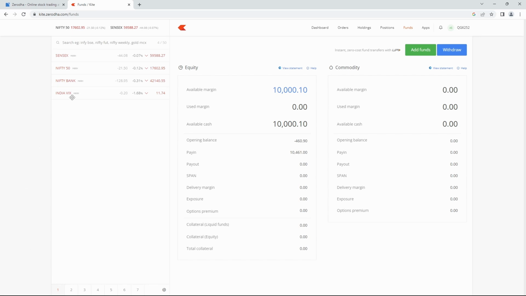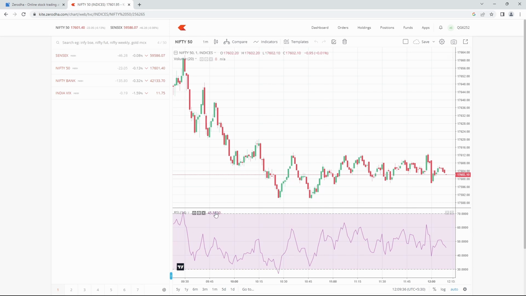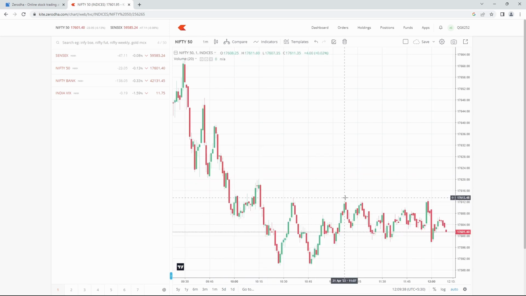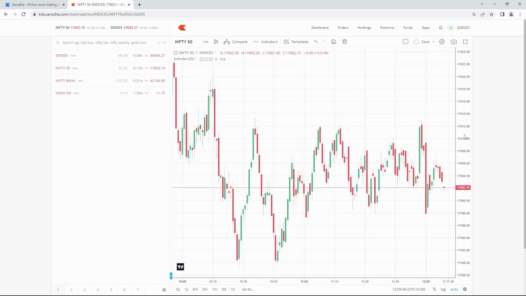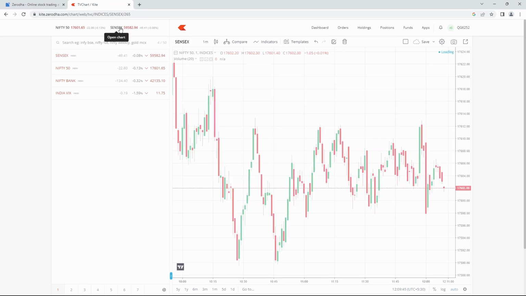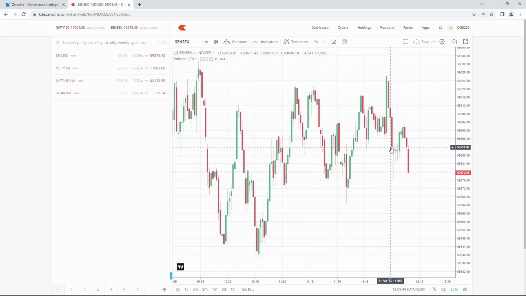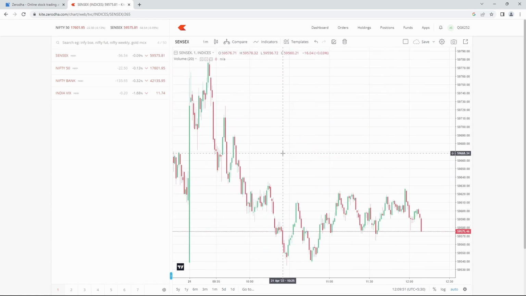Now once you have added funds in your Demat account, we can try to understand the features of this platform. Starting from the very left top, you can see there is this open chart option for the Nifty 50 index, and once you click on it, you will be able to analyze and see the price and the movements happening in the Nifty 50 index. Similarly, you can check the price and chart movement in the Sensex index.